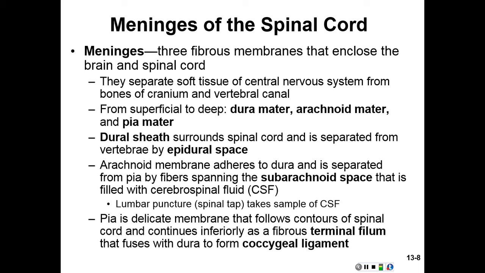So we go from superficial, the outermost layer, to deep. The dura mater is the outermost covering, the middle is the arachnoid mater, and the innermost layer is the pia mater. Remember now, the dural sheath surrounds the epidural space, and within it you're going to have the brain and the spinal cord bathed with what we call cerebrospinal fluid.